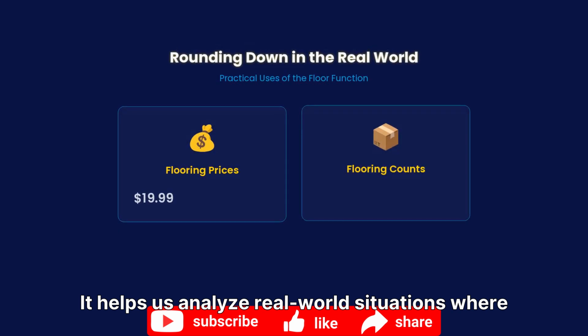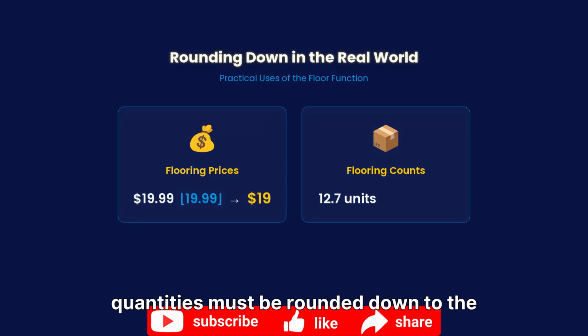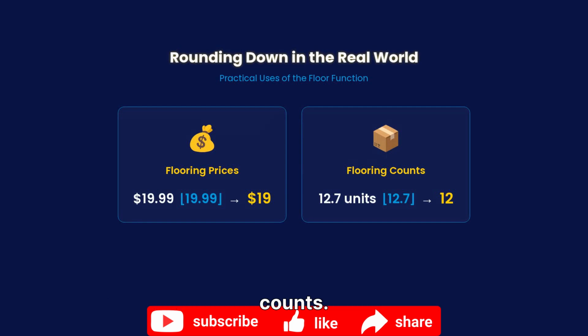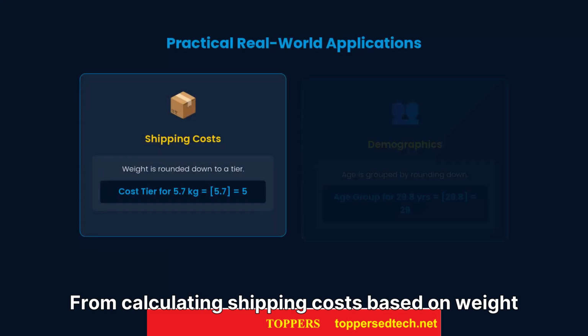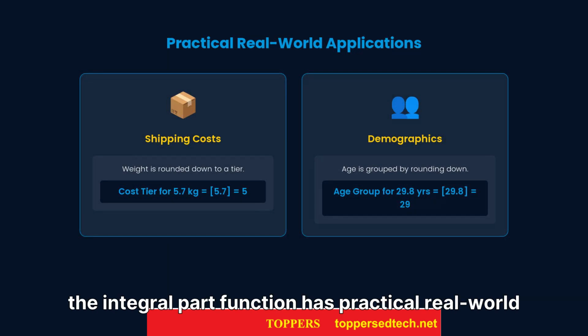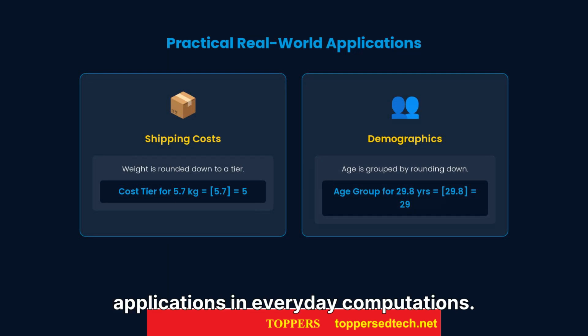It helps us analyze real-world situations where quantities must be rounded down to the nearest whole number, like flooring prices or counts. From calculating shipping costs based on weight tiers to determining floor ages in demographics, the integral part function has practical real-world applications in everyday computations.